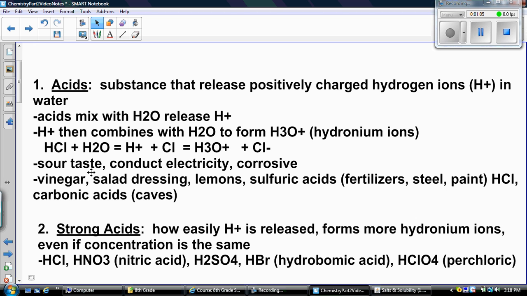Acids have a sour taste, they conduct electricity, and they're corrosive. So examples of acids: vinegar, salad dressing, lemons, sulfuric acids, fertilizer, steel, paints, those are all acids. HCl, hydrochloric acid, and carbonic acids.